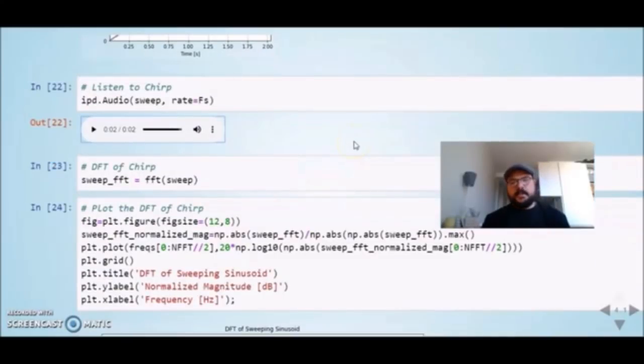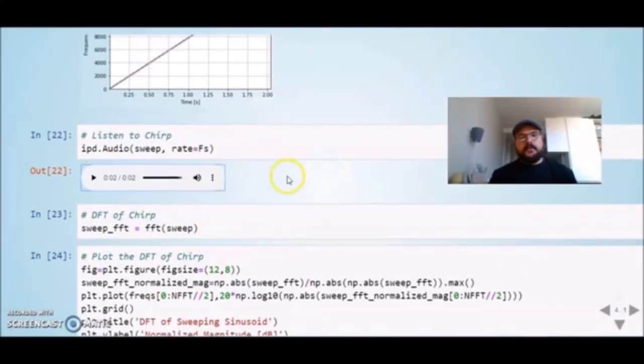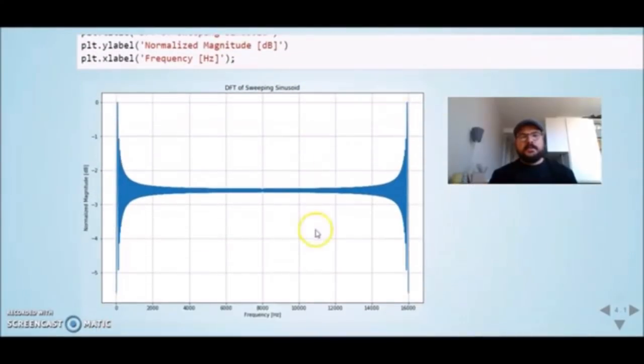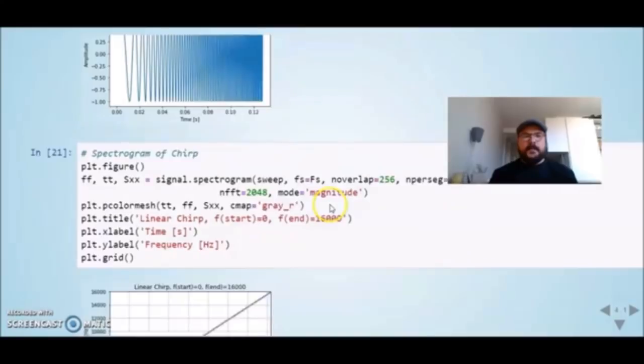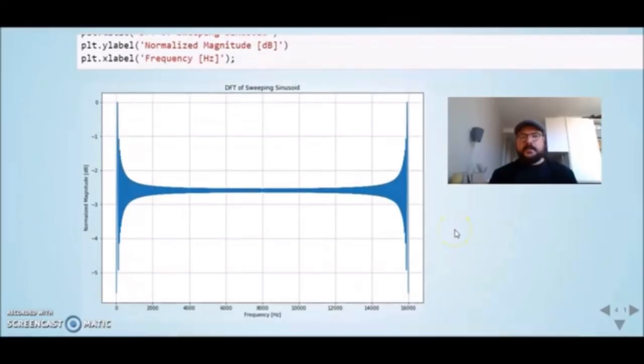We do the same procedure as before. We will take the Fourier transform of our input signal, which is the sweeping sinusoid, and here we can see the frequency domain, the frequency and the magnitude of our sweeping sinusoid. We can see that there are parts with many oscillations, and this could be due to the Gibbs phenomenon, or because we have discontinuities in the beginning and the end of our signal.